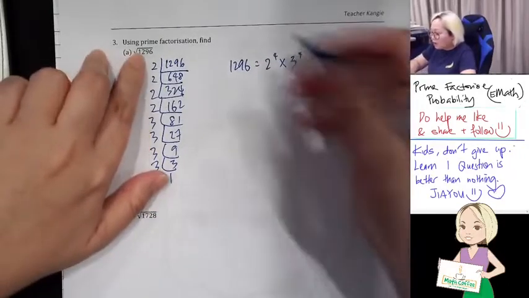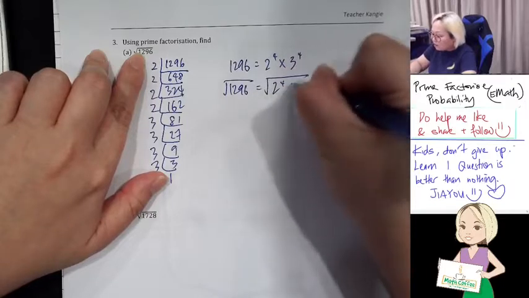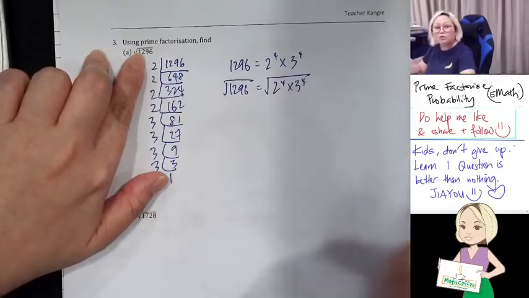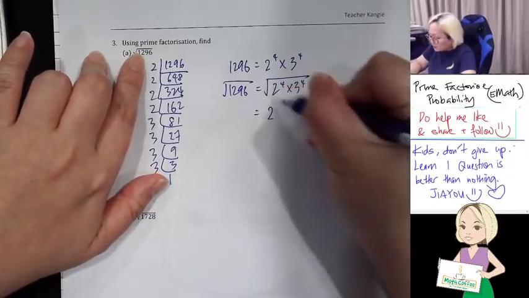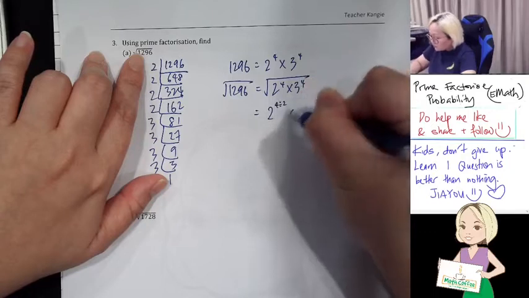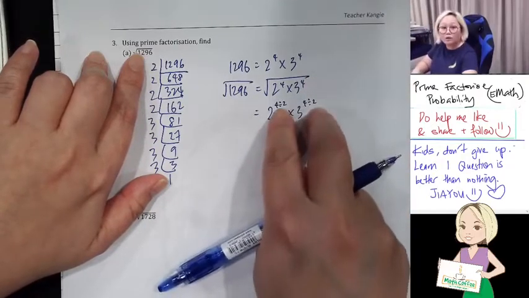They want to square root 1296. It means that I want to square root 2 to the power of 4 and 3 to the power of 4. So when you square root, actually the power is divided by 2. So what you need to do is just take the 4 divided by 2. That means the power must divide by 2 when you're doing square root.